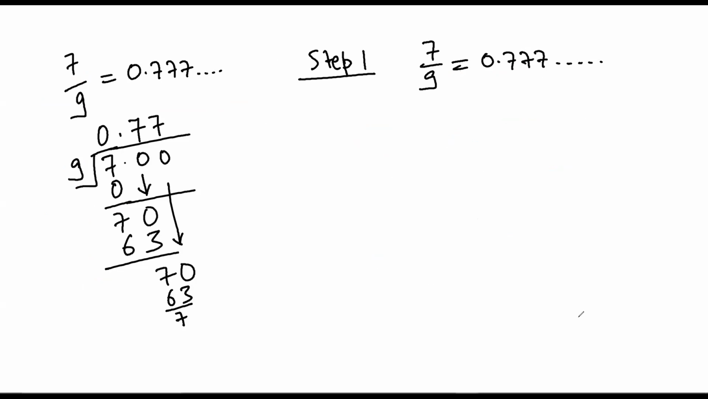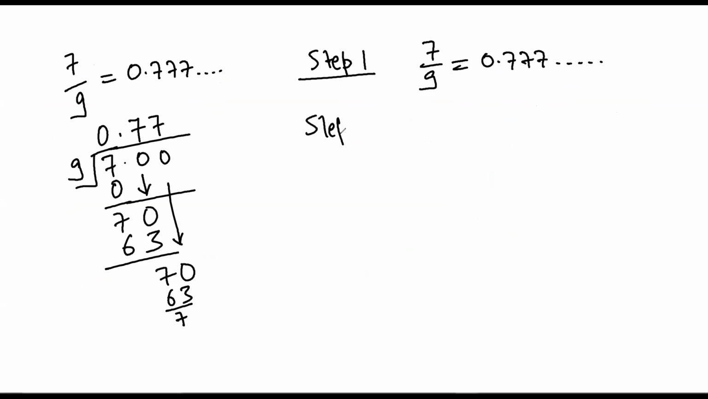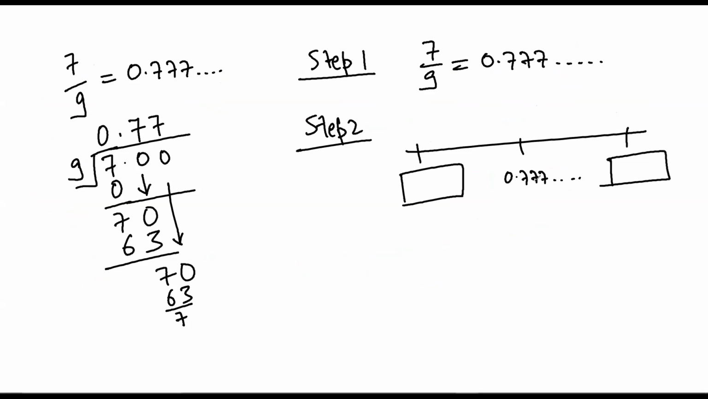This will continue. My step 2 is find two integers between which this decimal lies. So 0.7777 will lie between what two integers? 0 and 1. Okay, this is my step 2. Step 3. This is equal to 7 by 9.